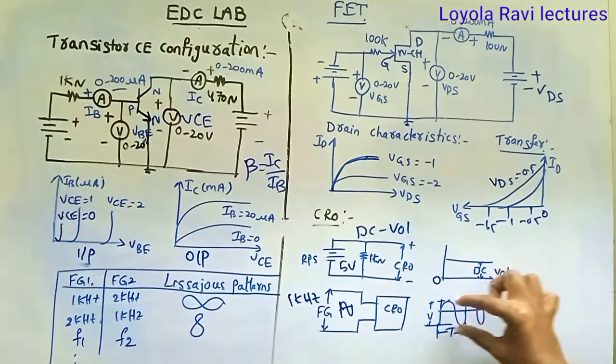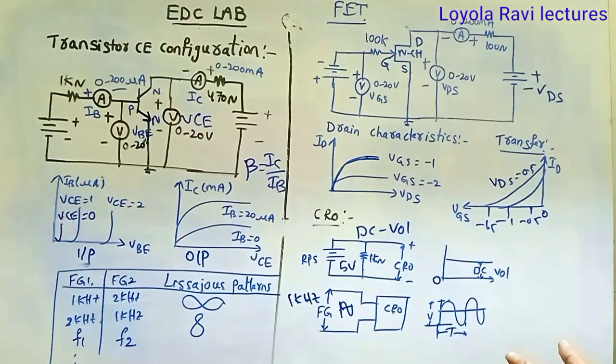Then number of vertical divisions into volts per division, you will get the voltage. Vertical divisions is nothing but amplitude. Amplitude into volts per division is nothing but voltage. Similarly, you can find the time period: number of horizontal divisions into time per division, you will get the time period. From the time period you may get the frequency. F is equal to 1 by T. This frequency should be equal to this 1 kHz. Whatever we are applying, the same frequency you will get from the time period. This is AC voltage as well as time period measurement.